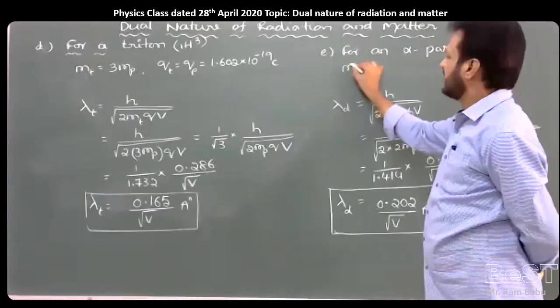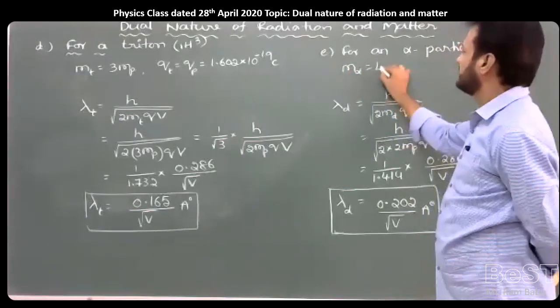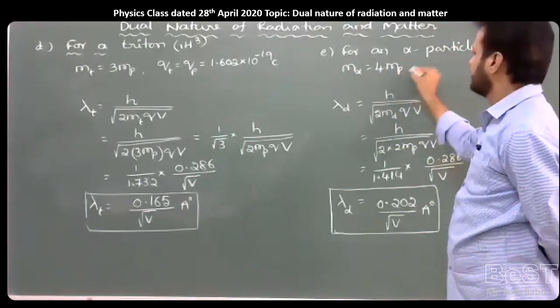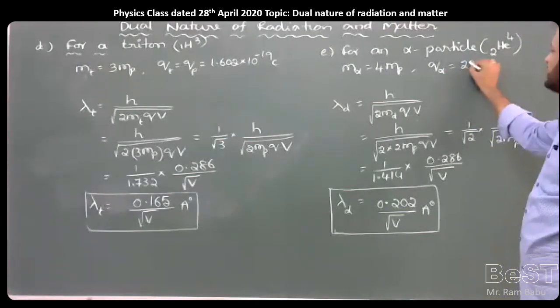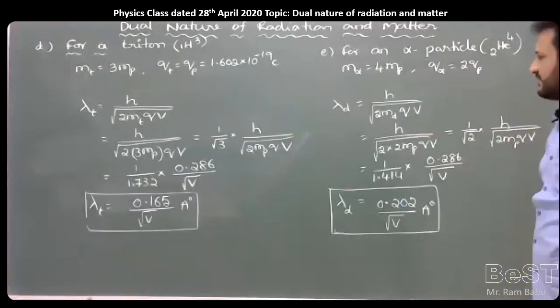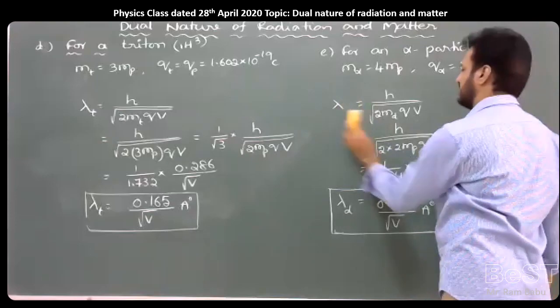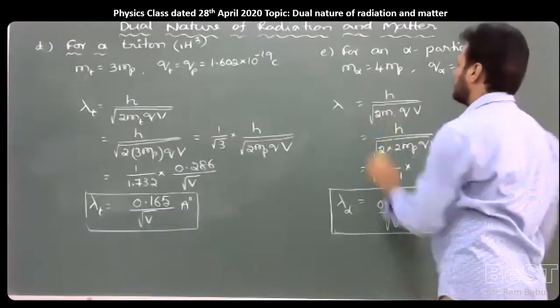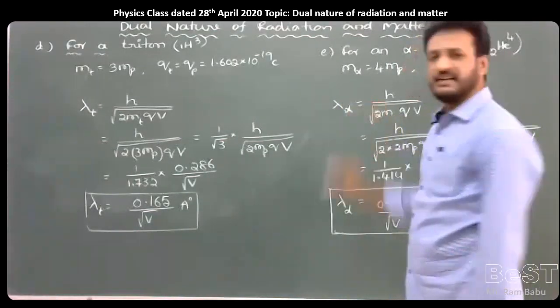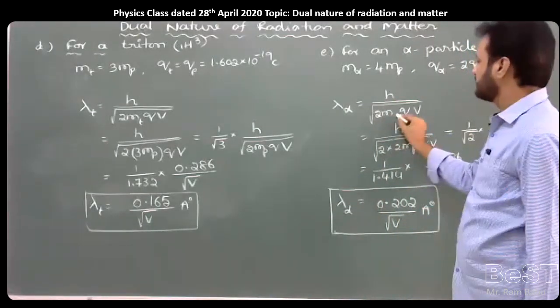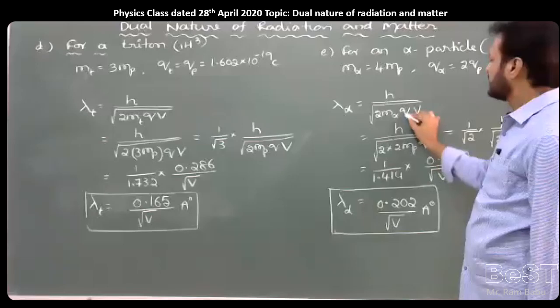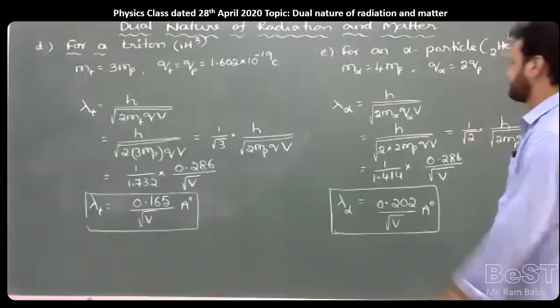Now the mass of the alpha particle is equal to 4 times the mass of the proton. The charge of the alpha particle is equal to 2 times the charge of the proton. Now we should substitute in this formula. The de Broglie wavelength of the alpha particle, lambda alpha, is equal to h by root of 2 m q alpha V. Here also I should write q alpha.